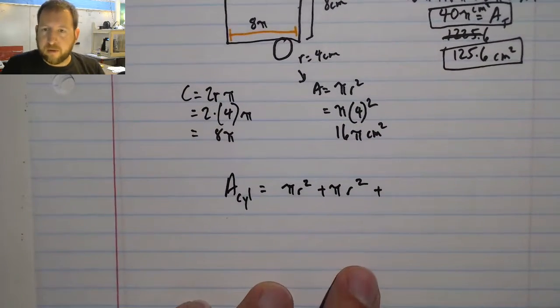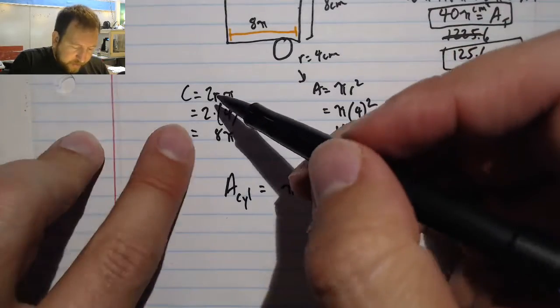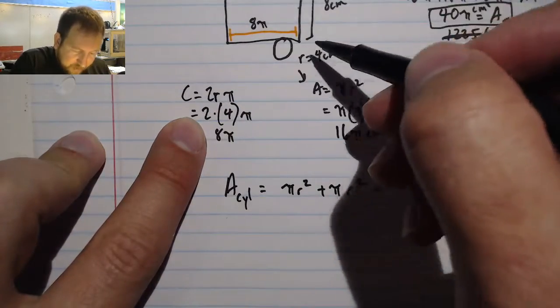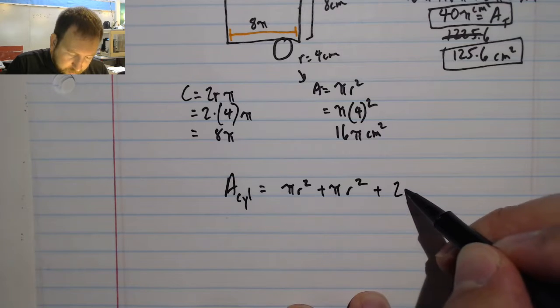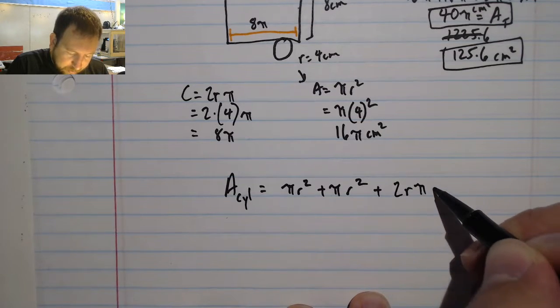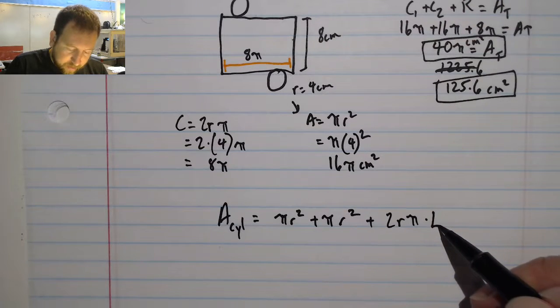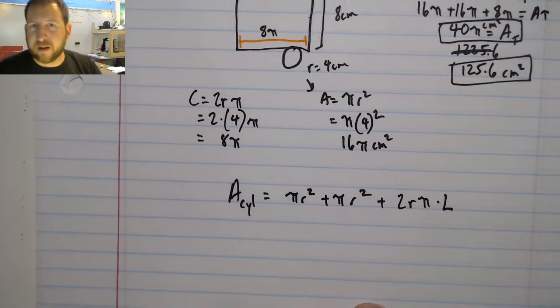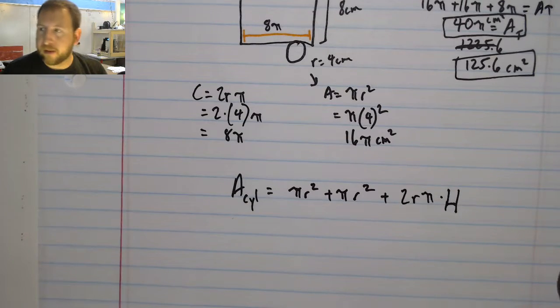My formula for my rectangle in this case is going to be the circumference times the length. So my circumference is 2r pi times the actual length of the side, or height in this case, depending on what it is. It can be any dimension that we want. I can probably call this h. It might be a little bit better.